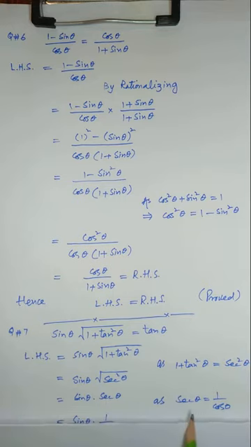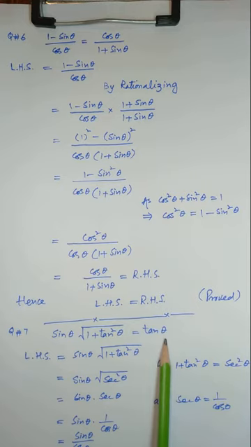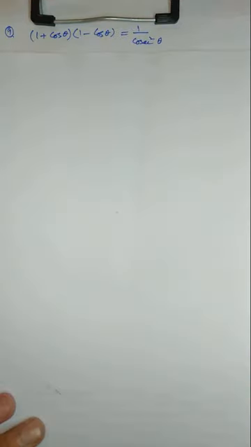And as we know that secant theta is equal to 1 over cos theta, so putting the value of secant theta, sin theta over cos theta. So multiplying numerator with numerator and denominator with denominator, which is equal to sin theta over cos theta. And we know that sin by cos is equal to tan theta, which is the right hand side. Hence the left hand side and right hand side are equal.